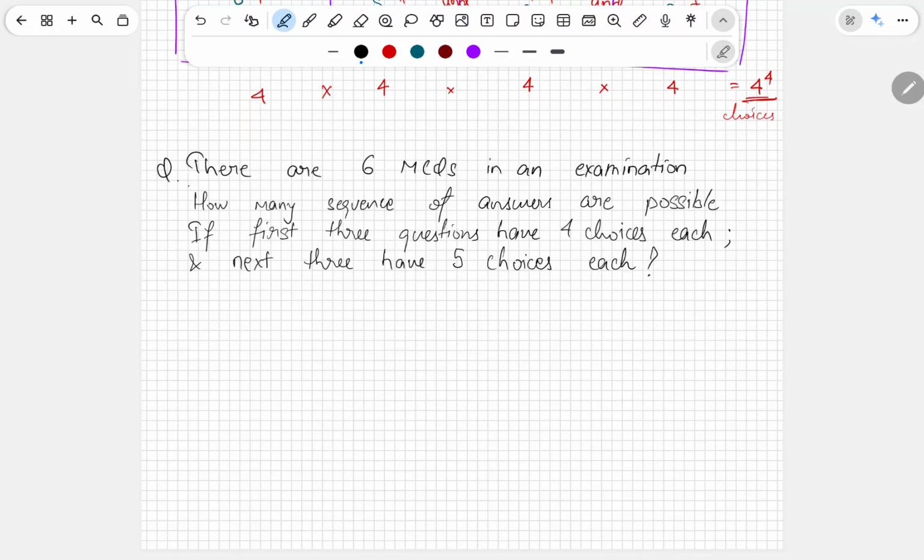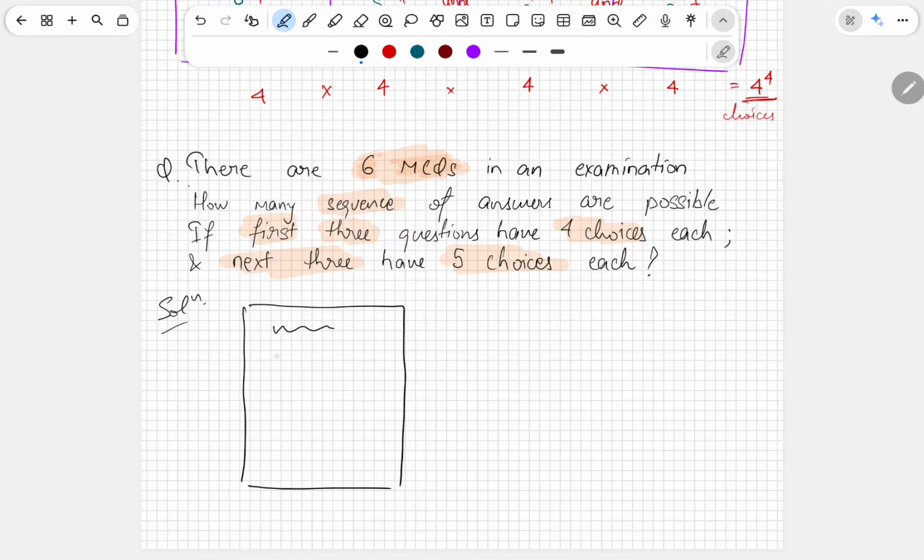Now let's move forward. Okay, let's read the question. It says there are 6 MCQs. So now I have 6 MCQ based questions in an examination. How many sequence of answers are possible if first 3 questions have 4 choices and the next 3 questions have 5 choices? Let's try to visualize what is happening in the question paper. Let's say this is my question paper. The first question, second question, third question. Now these first three questions have 4 choices. So first question has 4 choices, second question has 4 choices, third question has 4 choices.